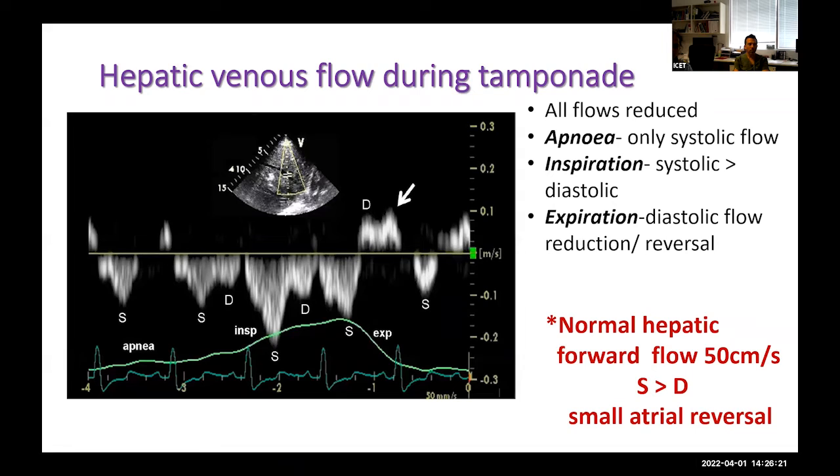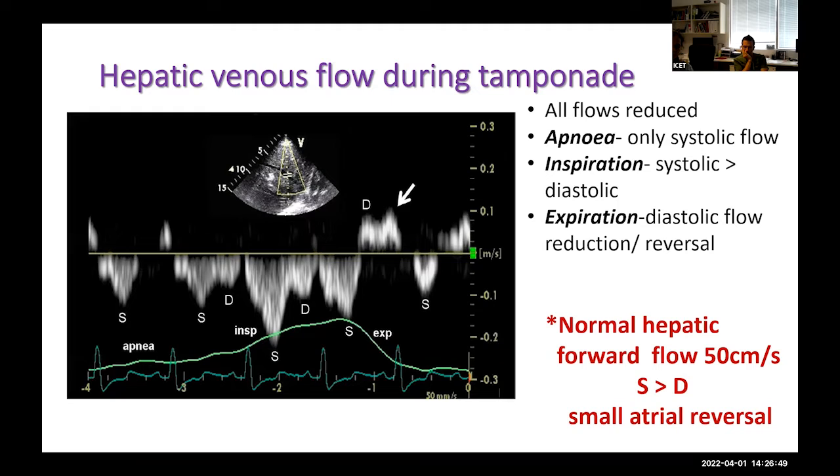If you measure the hepatic venous flow, what you will see is that in general, all the venous velocities are decreased. So our normal hepatic venous flow is 50 centimetres a second or thereabouts. And you will find that that is actually halved during tamponade. So here you can see the peak systolic velocity is around about 20.